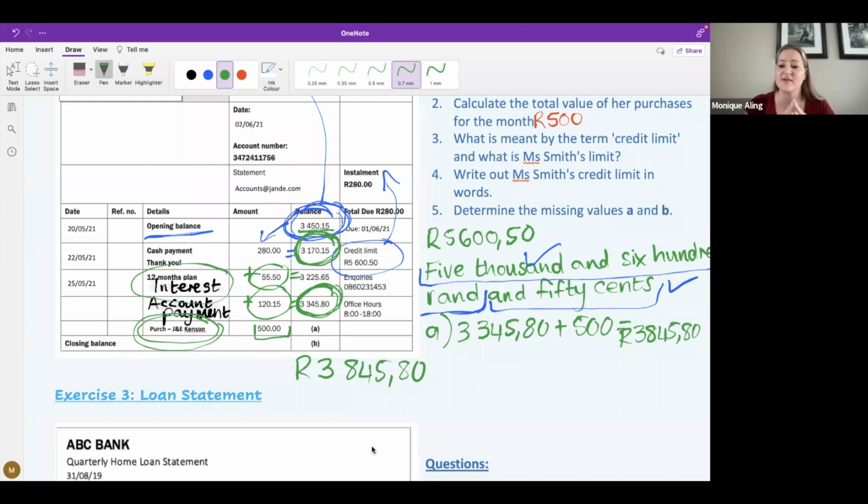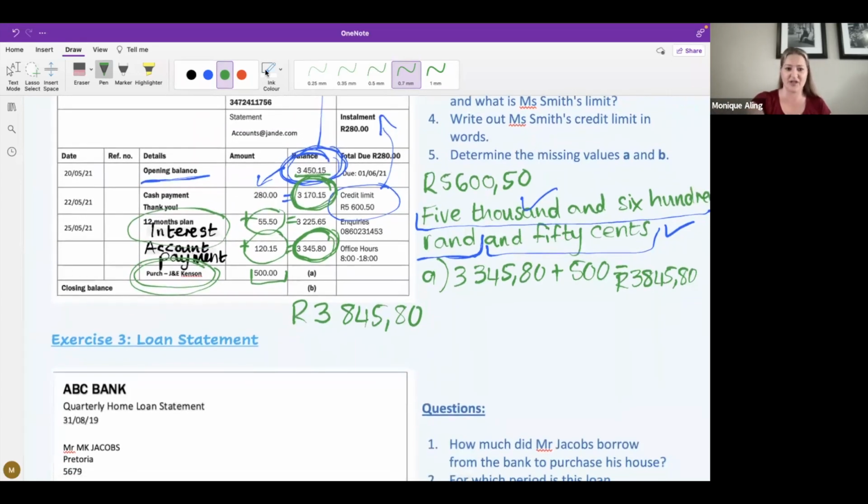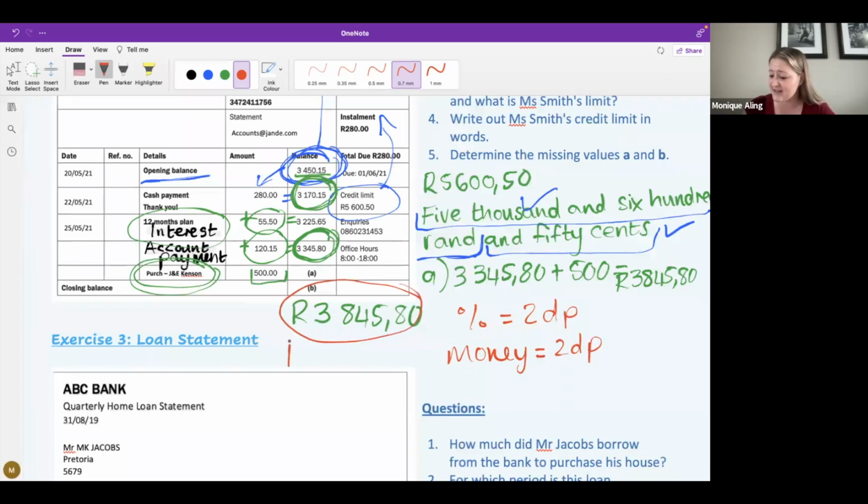Let me see. Asanda says, would you lose a mark if you leave it at 1 decimal place? Yes, you will, because money, just like percentages, is always 2 decimal places. So it's a very, very good question. I'm going to write it in red here. Okay, so percentages is 2 decimal places. 2DP means 2 decimal places. Money is always 2 decimal places. So the calculator actually said 3845.8. You will lose that answer mark if you just leave it at 8. You need to add that 0 in. It always has to be 2 decimal places. So that's a very good point. Thank you for bringing that up.